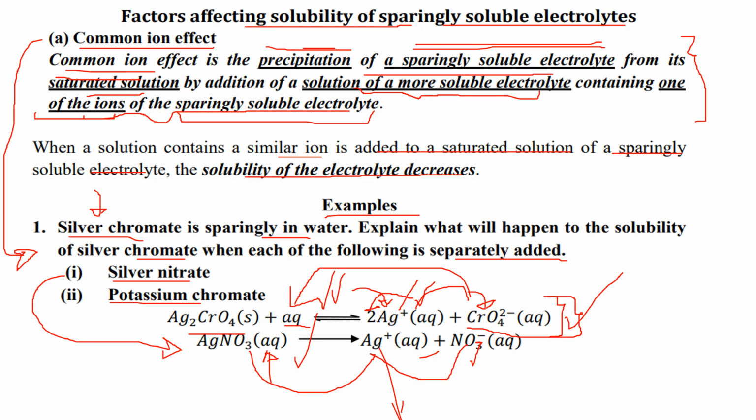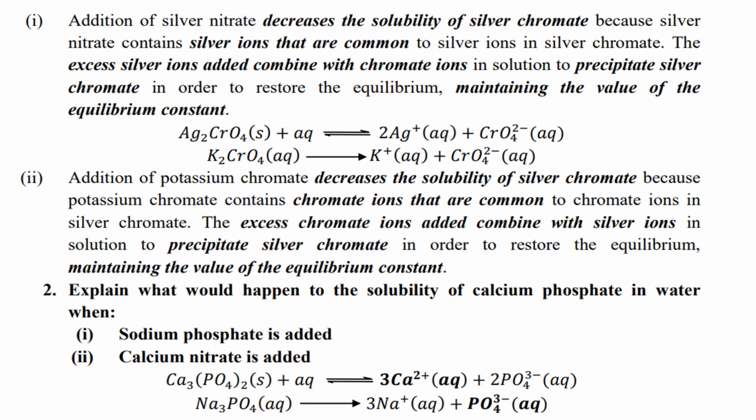Now let's look at the explanations for that. The elaborative explanation is going to be the following. For Roman number 1, addition of silver nitrate is going to decrease the solubility of silver chromate, because the silver nitrate added contains silver ions, which are common to the silver ions that are present in silver chromate, which we already described as the common ion effect.